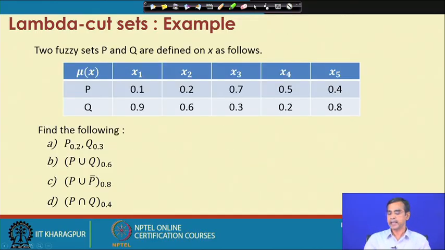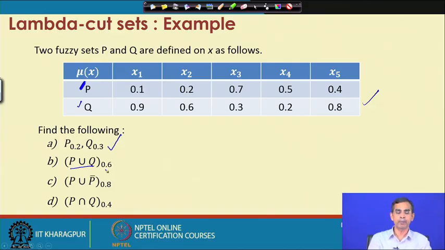Now, the same idea can be calculated for the other complex fuzzy forms. Here, as an example, suppose you are given two fuzzy sets P and Q with the membership values shown in this table. Then we will be able to calculate these things with our previous knowledge. Now, if we have to calculate P union Q and lambda is 0.6.